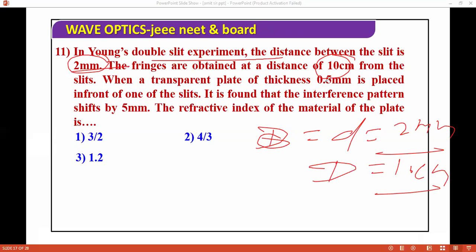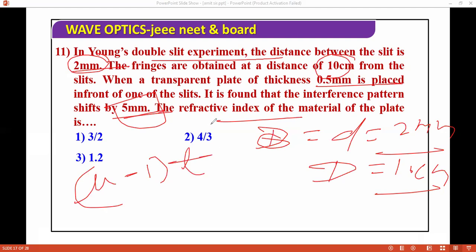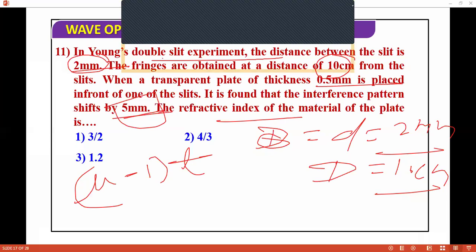A transparent plate of 0.5 meter is placed in front of one slit and the shift in the interference pattern is found. We need to find the refractive index of the material of the plate. The shifting is given when the plate is placed in front of one slit. So basically the shifting will be mu minus one into t. Mu minus one into t. So the shifting is already given. From here, if you put in the values, you can get it directly.